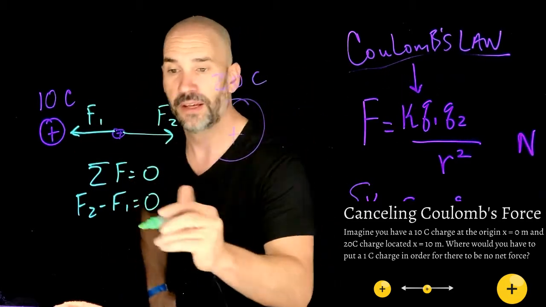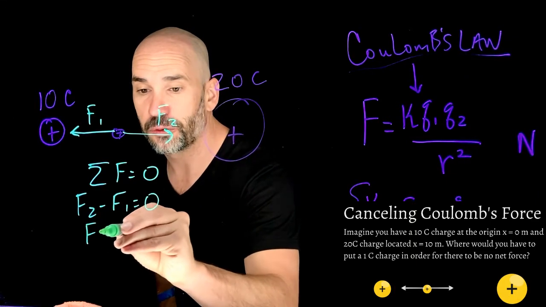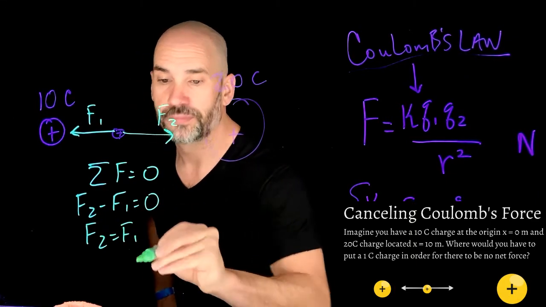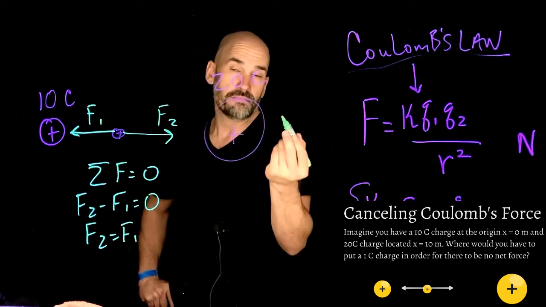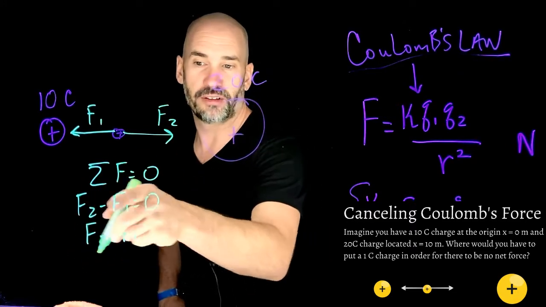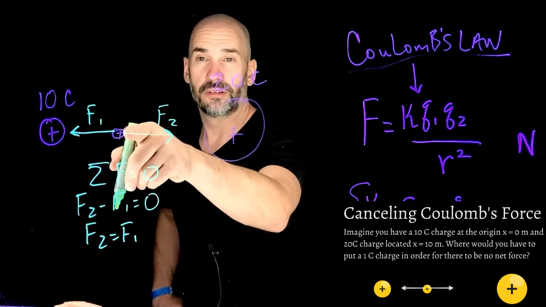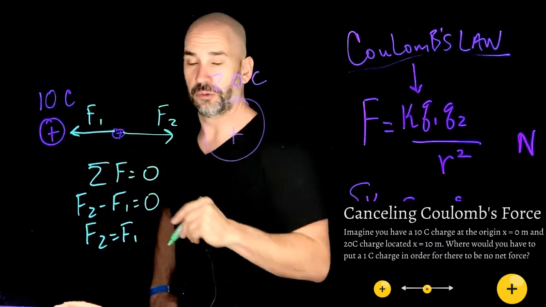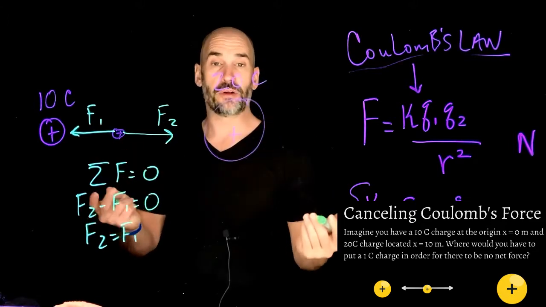That's cool, right? This means that F2 must equal F1. Okay? That's what balanced forces mean. You can start here if you want. You don't necessarily have to do this because you know that if it's trying to be balanced, these forces must equal each other. Okay, but what is F2 and F1, right?